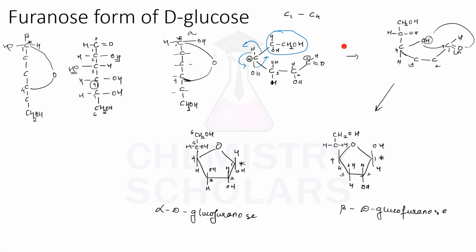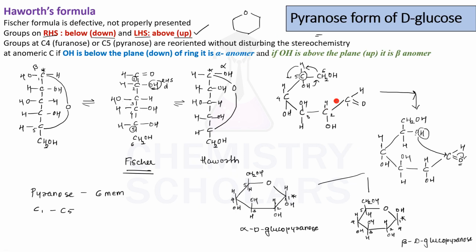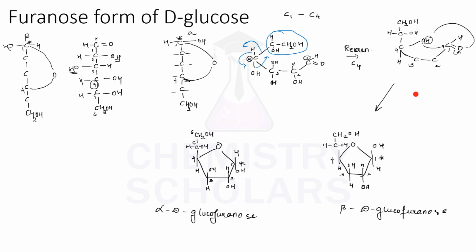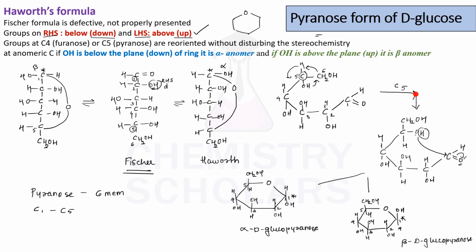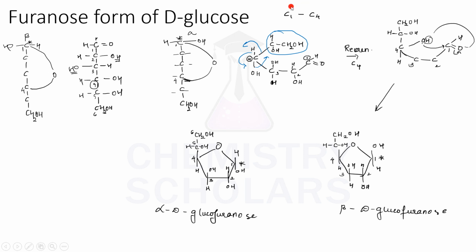And what we are doing here is reorientation of the group at C4. We are reorienting the C4 carbon atom, whereas in pyranose structure, we are reorienting which carbon atom? C5 carbon atom. This is how the formation is shown from Fischer to Haworth. Always remember for pyranose, it is between C1 and C5, and for furanose, it is C1 and C4. I hope you have understood this.